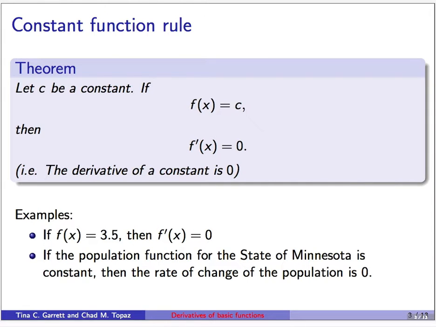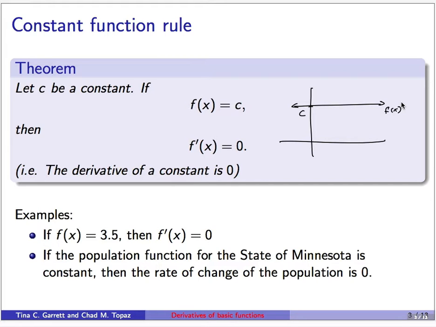The first rule, the constant function rule, is pretty straightforward, and most of you could probably guess this at this point. If you have a function f of x that's equal to a constant, so if you think about that graphically, that means you've got some function right here where all the values of the function are a constant c, and you want to think about what the derivative of that function is.